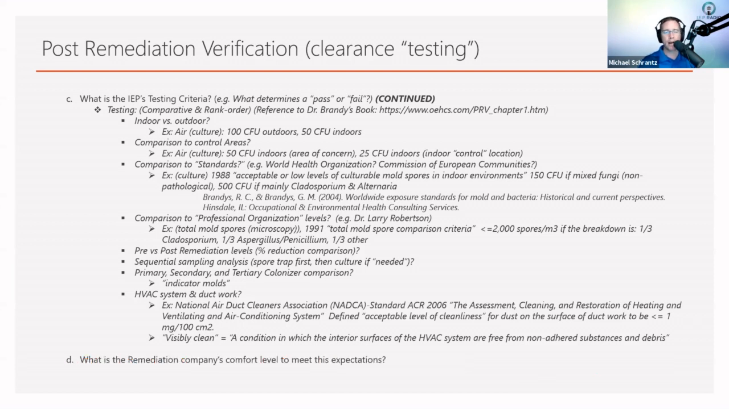They go on to talk about visibly clean as a condition in which the interior surfaces of the HVAC system are free from non-adhered substances and debris. It's ductwork. It's not an operating table. So it's not going to be debris free, but we're trying to avoid having a contaminated section of ductwork. Maybe mold grew upstream of the ductwork and it was so heavy that it contaminated the ductwork. So there are guidelines out there if the ductwork is in question. It's not always in question. There are plenty of homes that don't have ductwork.